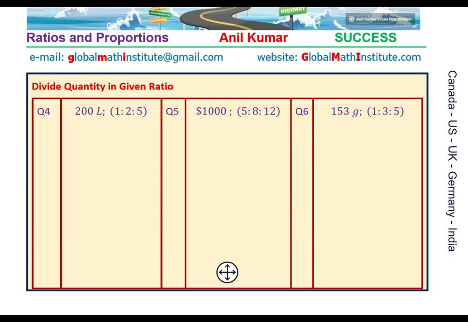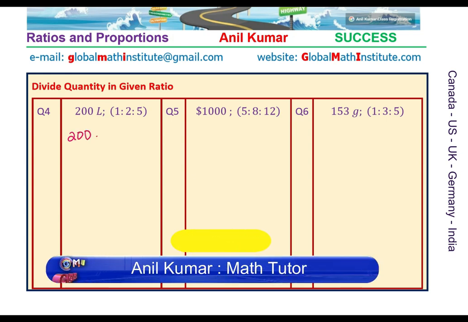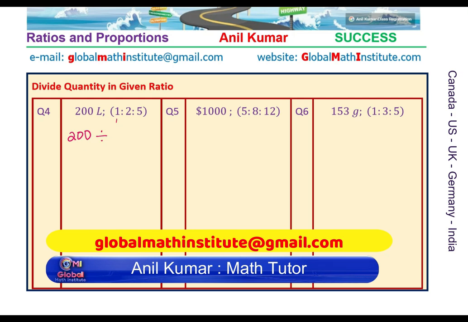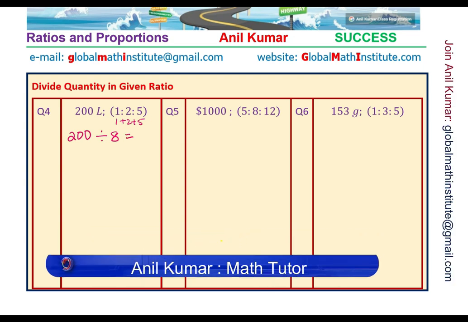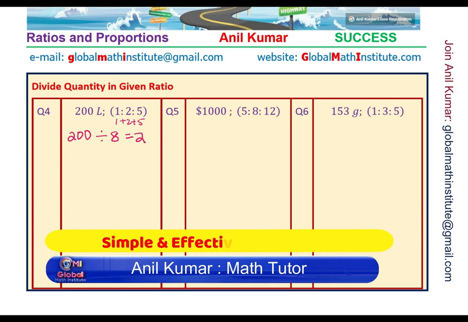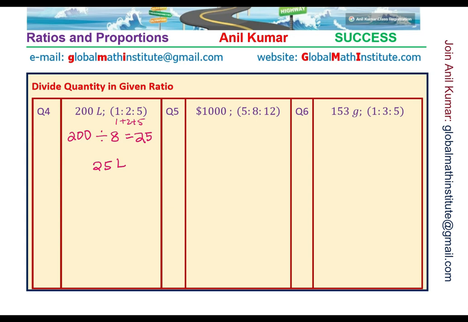Okay, so there we go. We have these three examples. So the first one, 200 liters is the whole quantity, which we'll first divide into 1 plus 2 plus 5, which is 8, correct? And we know 200 divided by 8 gives 25. So basically, we have each part which is 25 liters, and this has to be distributed in the ratio of 1 is to 2 is to 5.